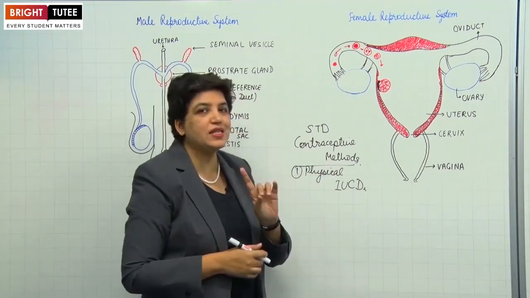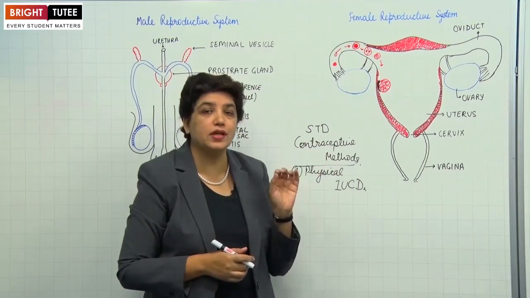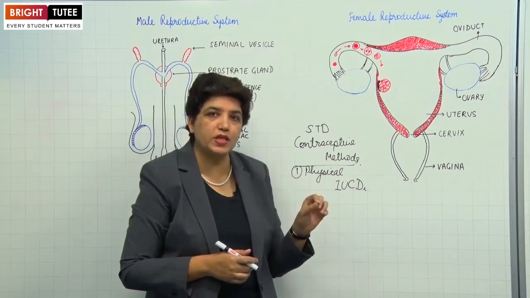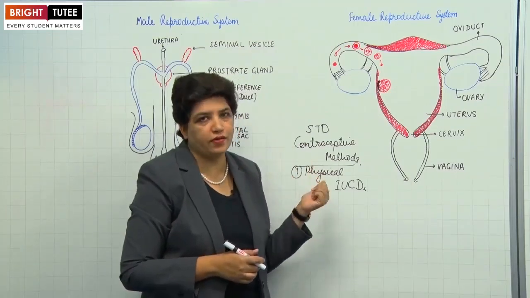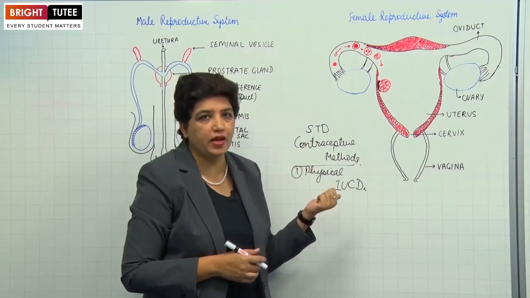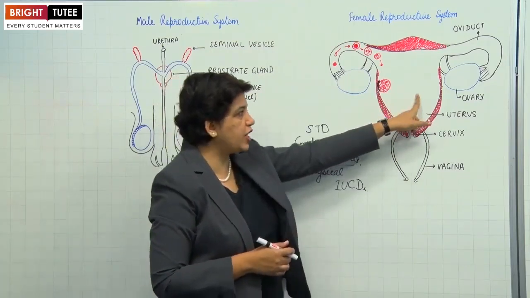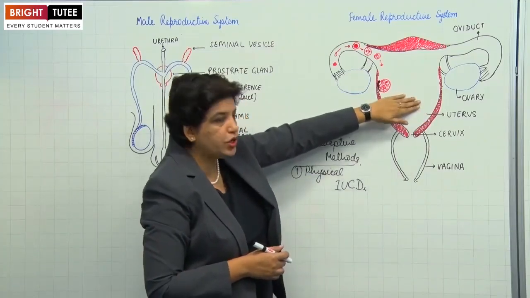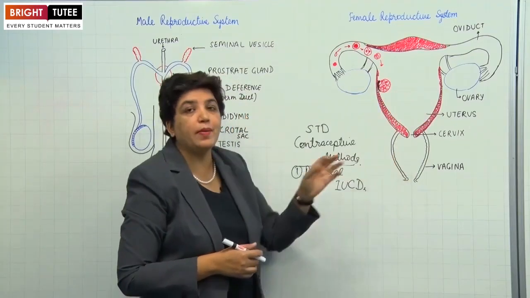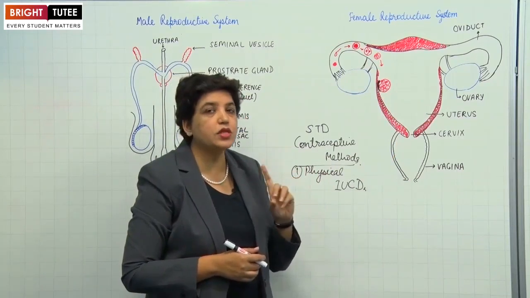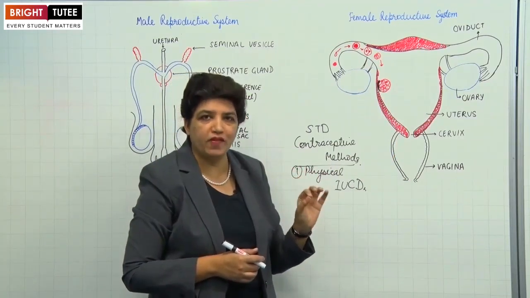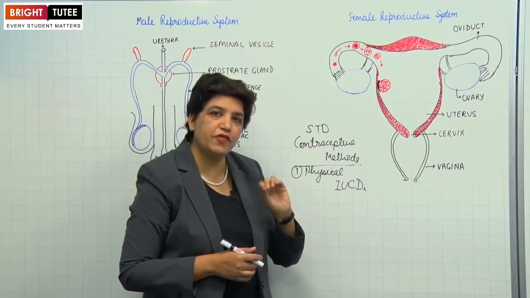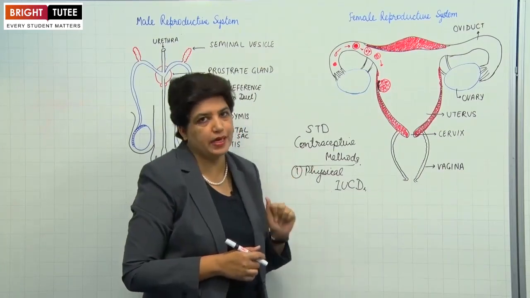But the IUCDs are not effective against STDs. If a female is using copper T, it won't prevent STD, because the T-shaped device is put in the uterus, but the fluids do come in contact, right? So it is not effective to prevent STD, but it is a very effective method to prevent pregnancy.